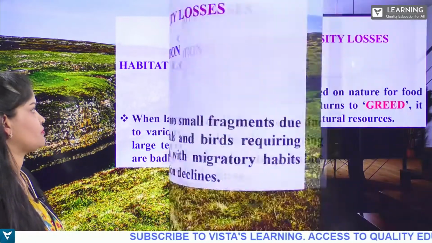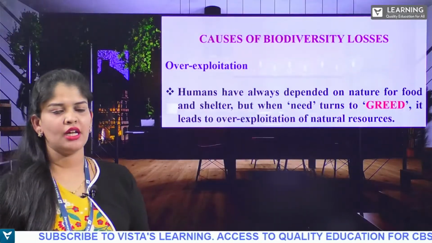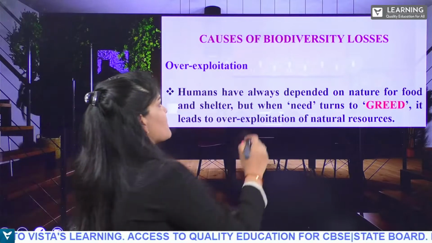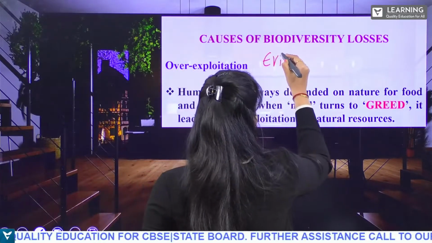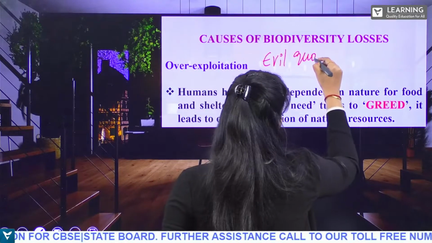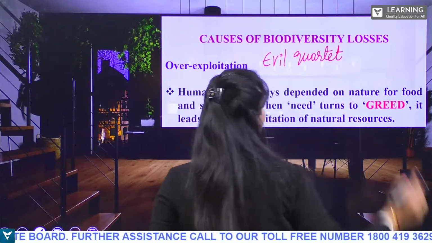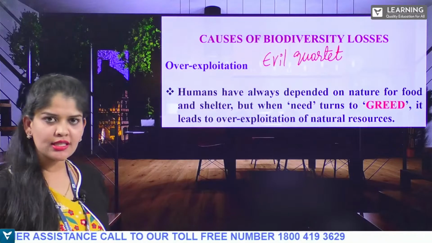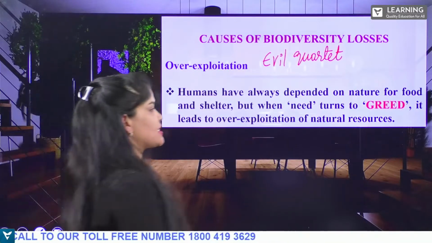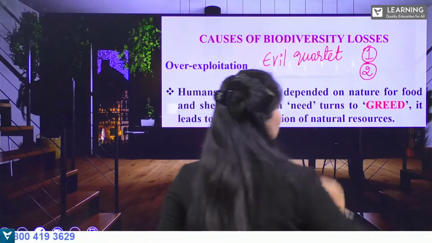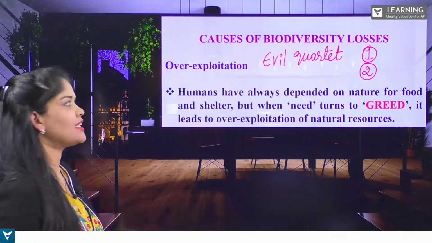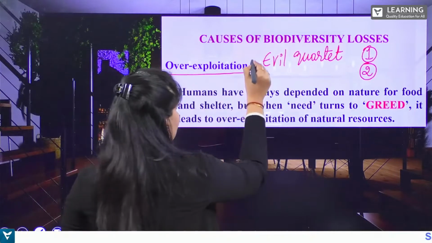Now, so here, this is all about the first reason of the evil quartet, habitat loss and fragmentation. That is the first cause. Let's discuss the second cause, that is over-exploitation.